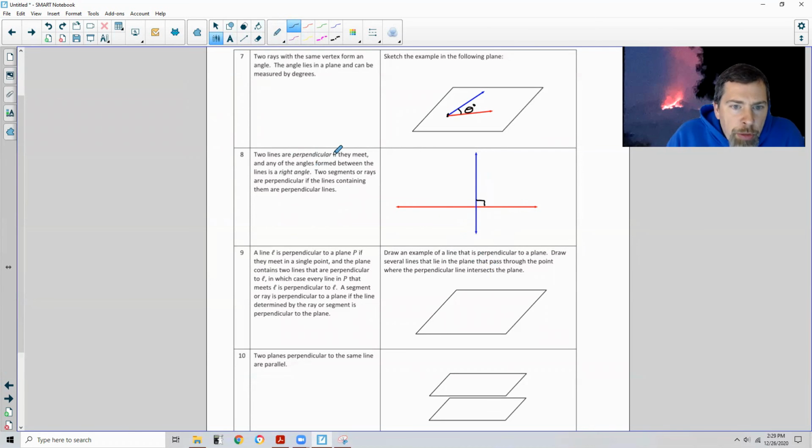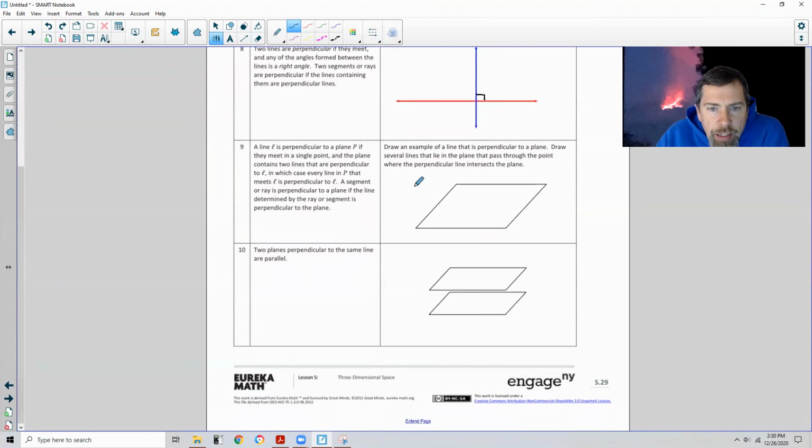So two lines are perpendicular if they meet and any of the angles formed between the lines is a right angle. So I could have labeled that a right angle, this one, or this one. So long as one is 90, they all have to be. Otherwise, the two lines aren't straight. Then it says two segments or rays are perpendicular if the lines containing them are perpendicular lines. Okay, I guess that's good enough for now.